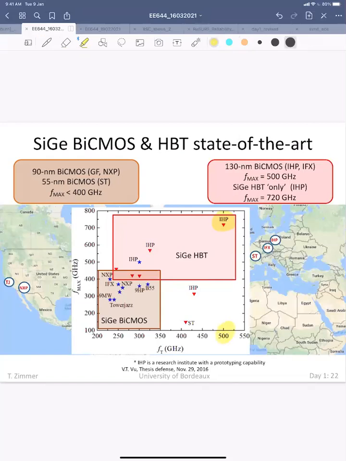Now this is an old slide, a 2016 slide, but people have already gone up to 1 terahertz kind of FT and Fmax. So almost reached terahertz frequencies, meaning your transit frequency is almost 800, 900, 1000 gigahertz. This is only possible because of advancement in how to design your bipolar junction transistor: how to design your base region, your collector region, and your emitter region.